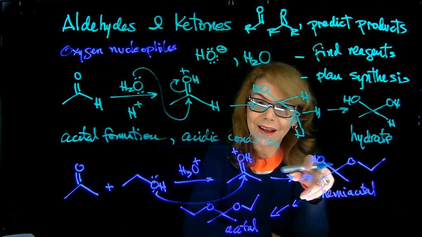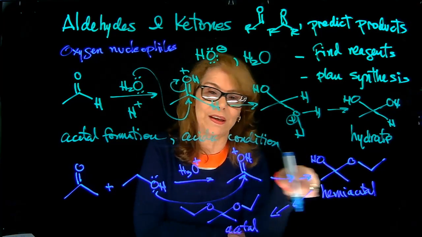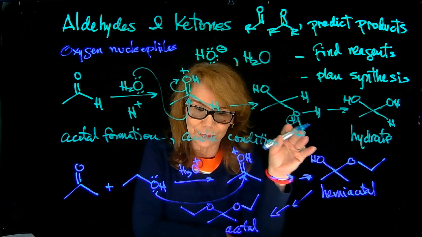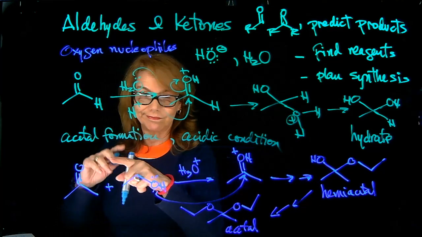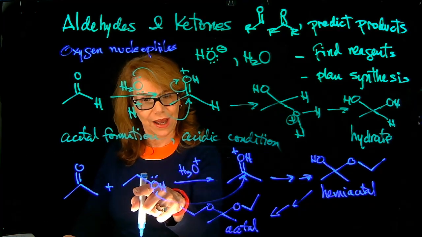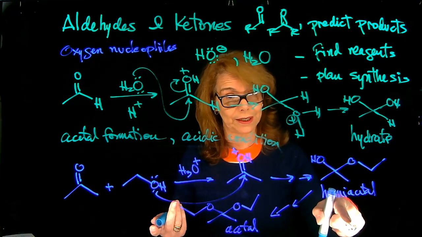So if you need help with these mechanisms, I have videos in my playlist. Go check those out for the complete mechanism for acetal formation. What we're doing here is summarizing the reactions. So aldehydes or ketones will react with alcohols to form acetals. The hemiacetal is an intermediate, not readily isolated.